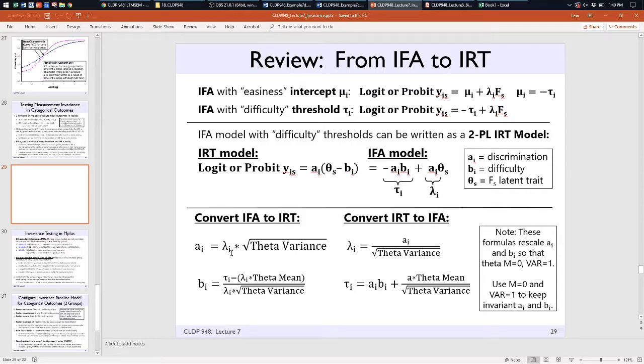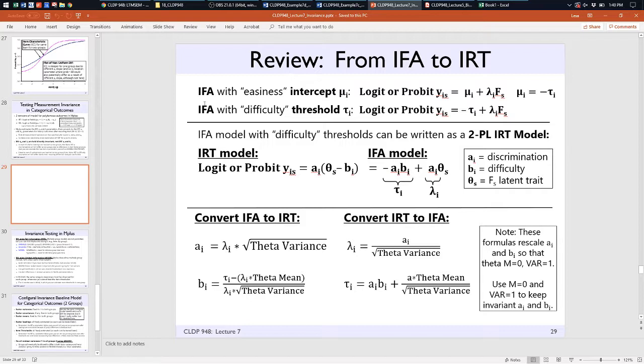At that point, what would typically happen if a loading is non-invariant is what? What happens next if you kick out an item because its loading is non-invariant? Do you test it for scalar? Typically, no. So in that case, if A is different, you wouldn't go on and test the threshold anyway because it's already failed the loading test. So B can be different because of either or both of those things.